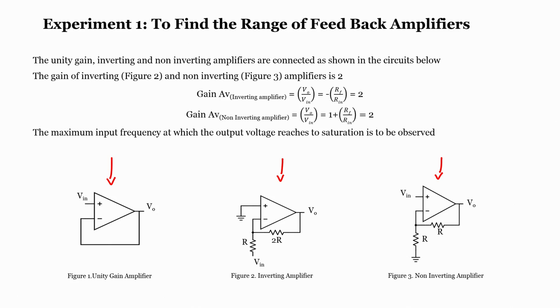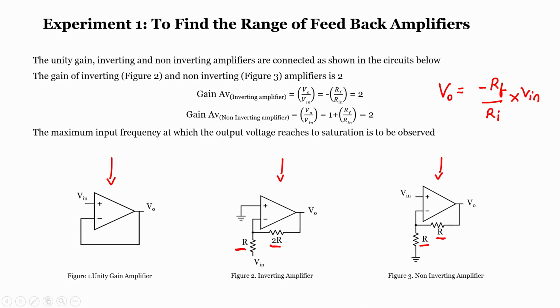The unity gain, inverting and non-inverting amplifiers are connected as shown in figures 1, 2 and 3. The gain of the inverting amplifier and non-inverting amplifier is 2. Now, how is this possible? See, this is 2R, this is R. Here it is R and R. Still we are saying that the gain of the inverting and non-inverting amplifier is the same, because we already know that the gain is nothing but VO, which is the output voltage, equals minus RF, which is the feedback resistance, divided by the input resistance, times Vin.